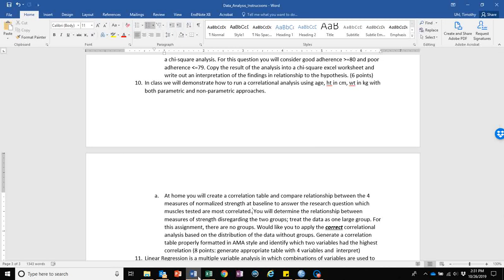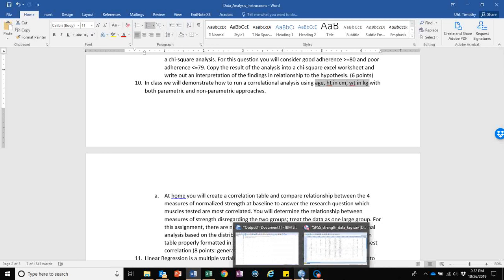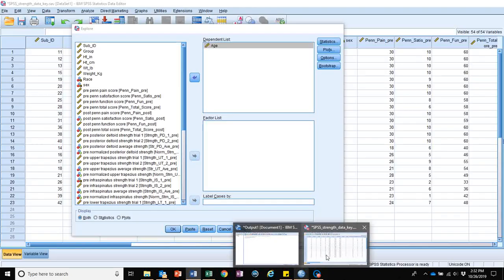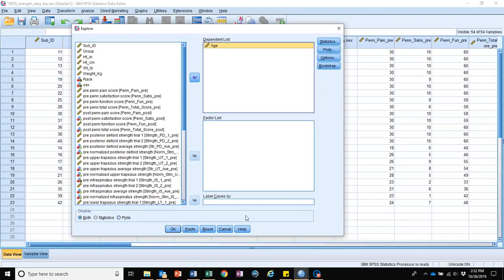So for this, I'm going to run a correlation analysis. The three variables we're going to look at are age, height, and weight. I'm going to show you how to do it both parametrically and non-parametrically. In SPSS, this is really easy. There's not really a real research question here. It's just more teaching you how to run a correlation.